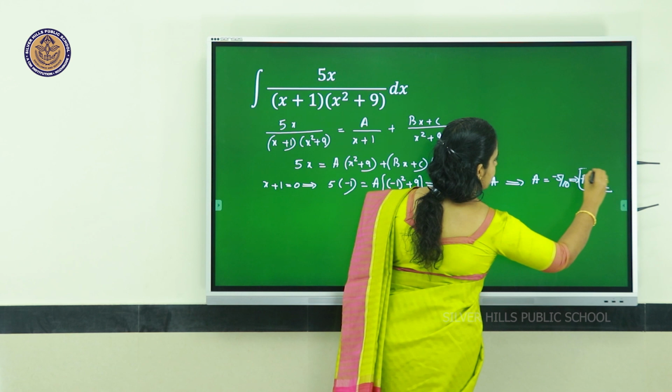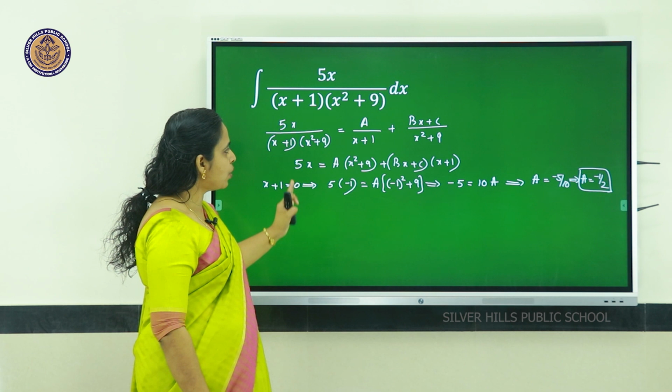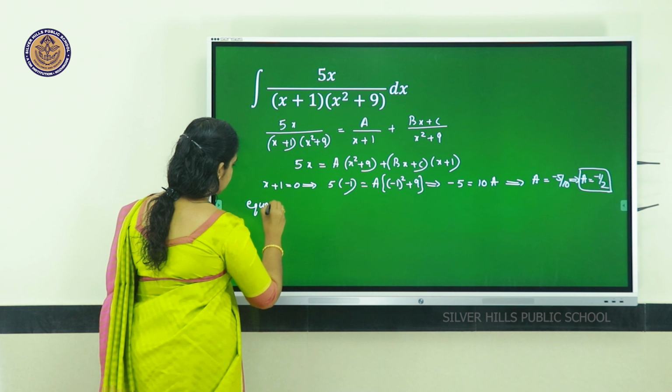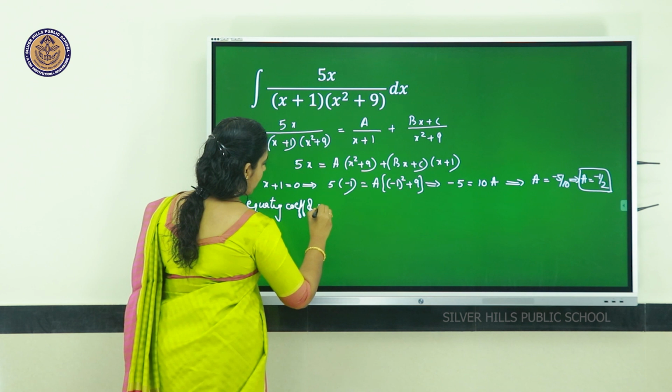Value of a is minus 1 by 2. Now, there are no factors remaining here. Now, let us equate the coefficient of x square on both sides. Equating the coefficient of x square on both sides. What is the coefficient of x square on the LHS?